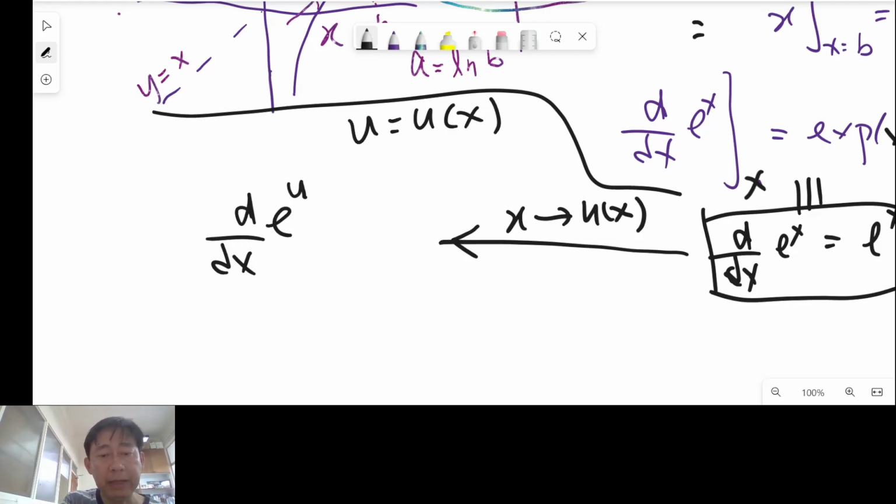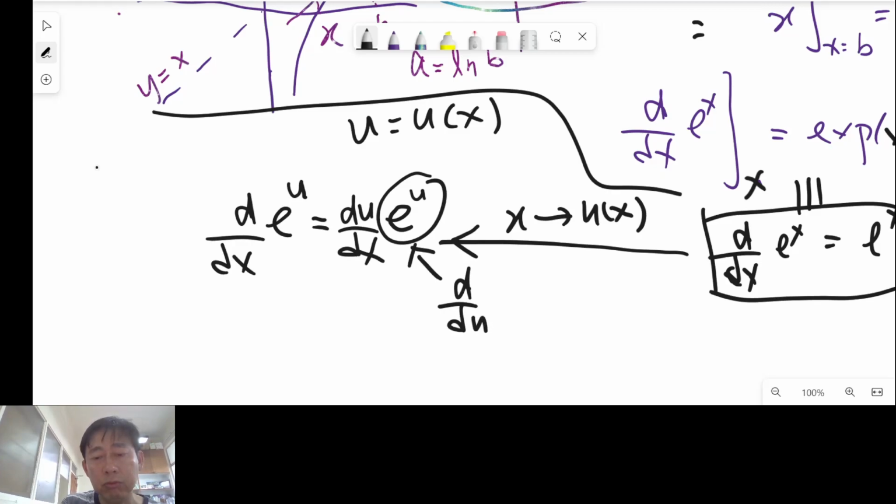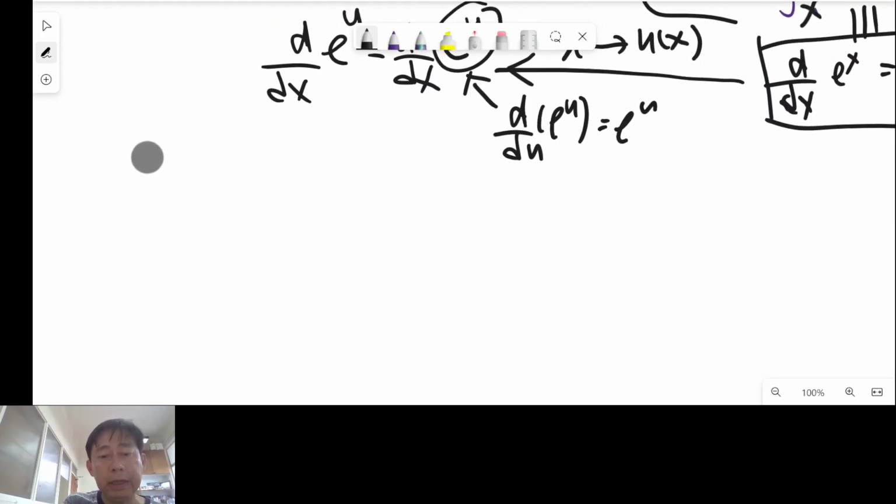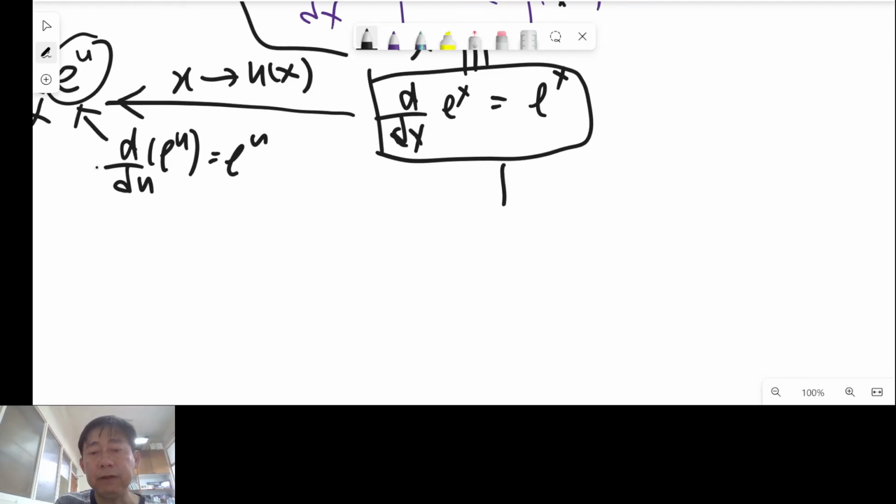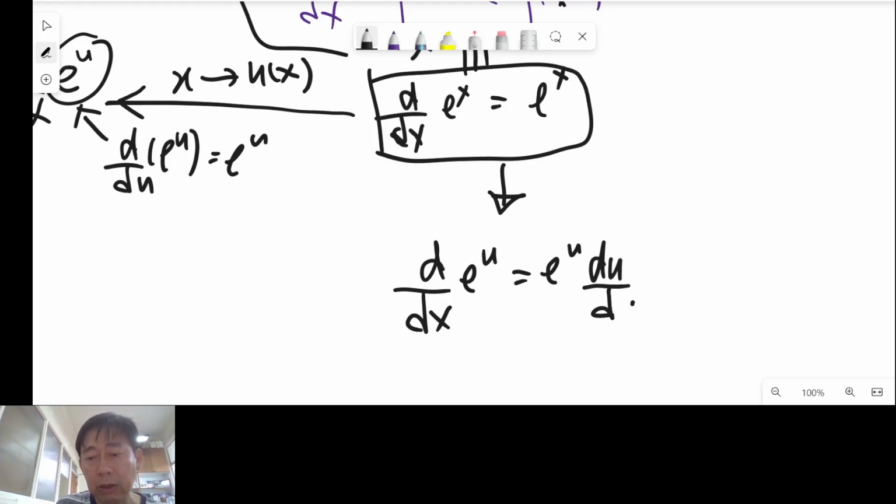This can be easily obtained by using the chain rule, that is d/dx of e^u is just equal to du/dx times e^u. That is the chain rule, where this term is coming from the fact that d/du of e^u is e^u. So the generalization of this differentiation rule for the exponential function is d/dx of e^u equals e^u du/dx. This is obtained simply by applying the chain rule to this equation.